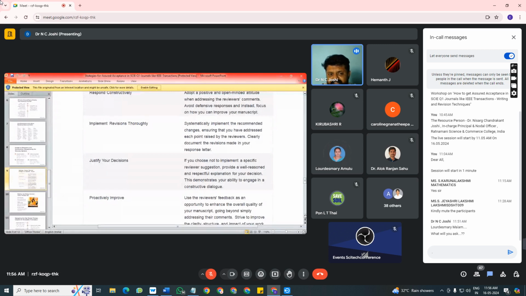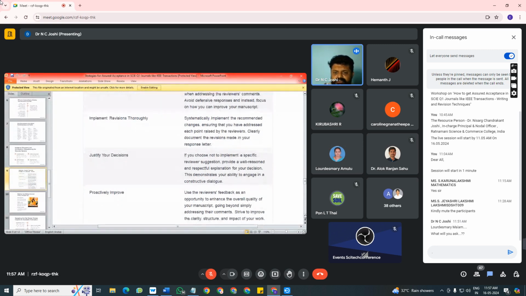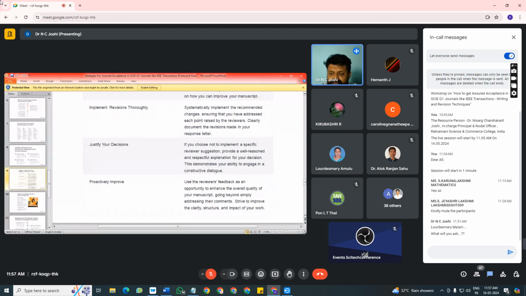Okay, then justify your decision. If you choose not to implement a specific reviewer suggestion, sometimes you get points where you know the reason behind it but the reviewer doesn't. So you have to justify your decision, why you are choosing this. This is the main important thing: if you choose not to implement a specific reviewer suggestion, provide a well-founded, authentic reason with a respectful explanation of your decision. This demonstrates your ability to engage in constructive dialogue.